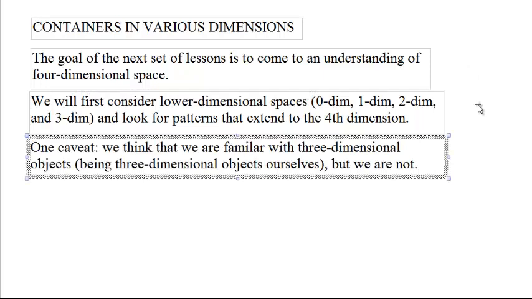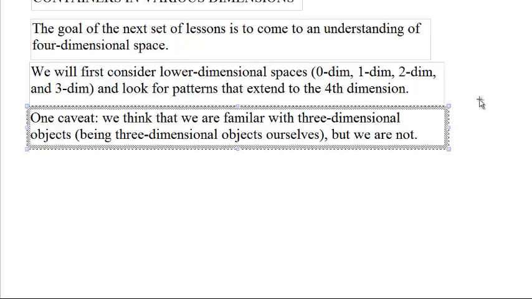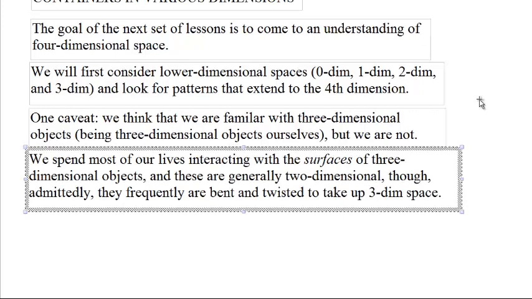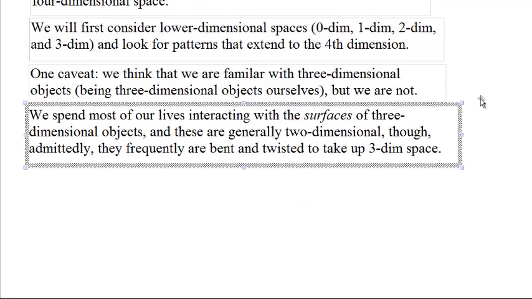Now there's one caveat. We think that we're familiar with three-dimensional objects, because we are three-dimensional objects, but we are not familiar. We spend most of our lives interacting with the surfaces of three-dimensional objects, and these are generally two-dimensional, though admittedly these two-dimensional spaces are bent, taking up three-dimensional space. We're still only looking at the surfaces of things.